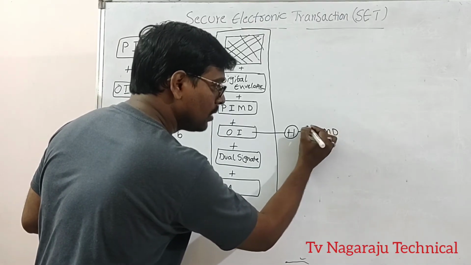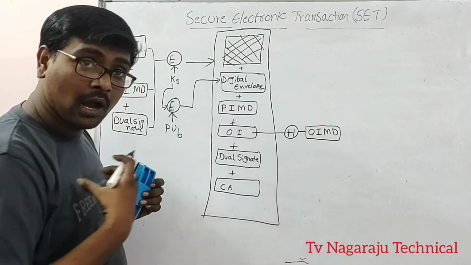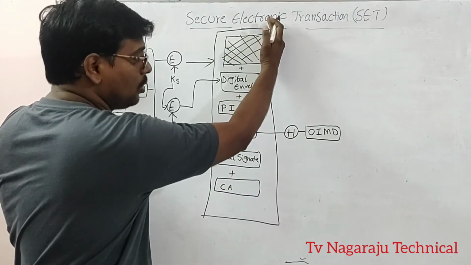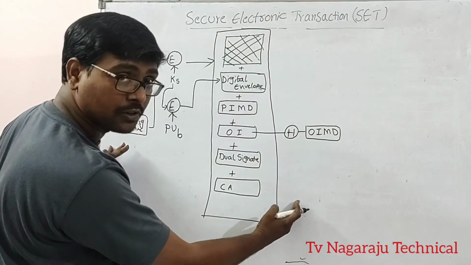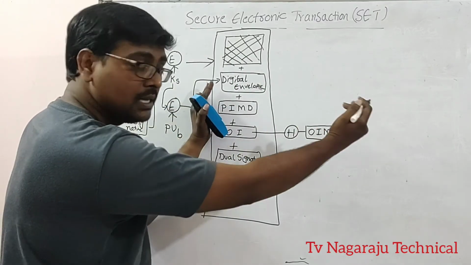OIMD. Yes or no? Now already I have the PIMD. Now the merchant, this is my second step. Write down the diagram up to here. This is the first step. Again rewrite the diagram from this. This is my second step.